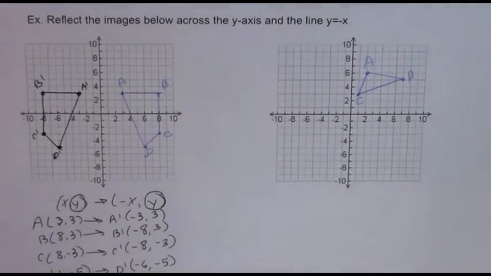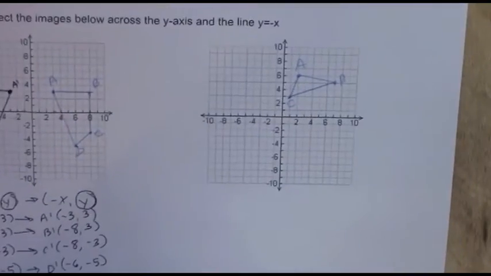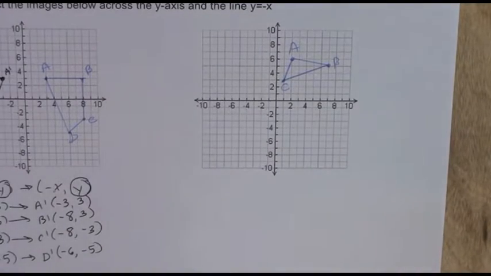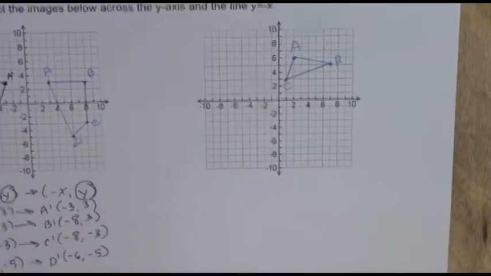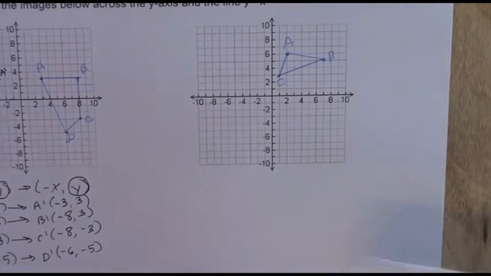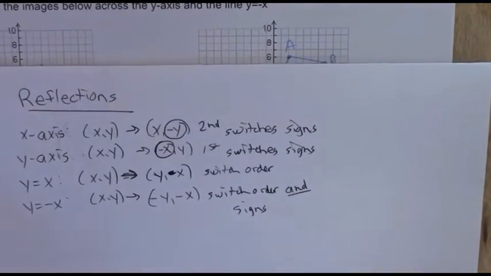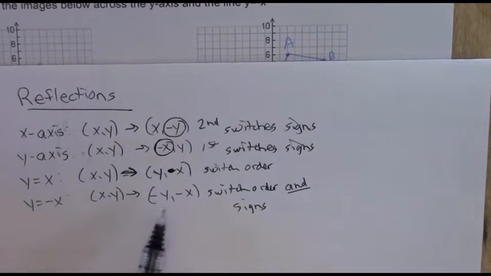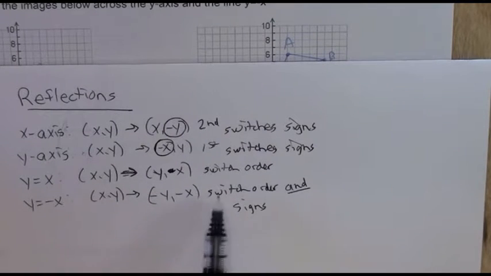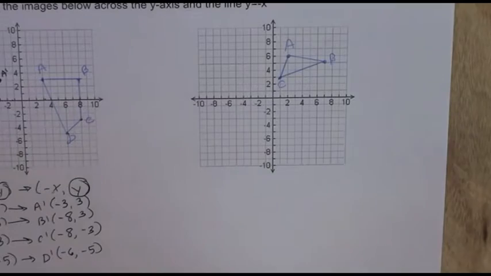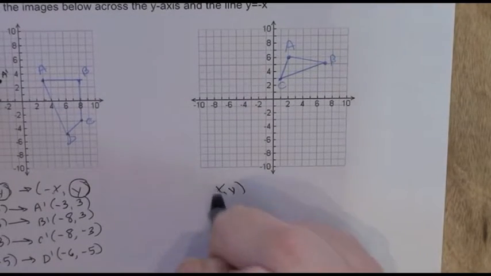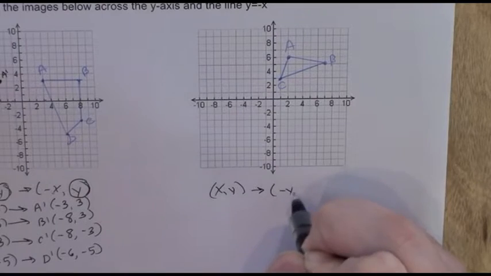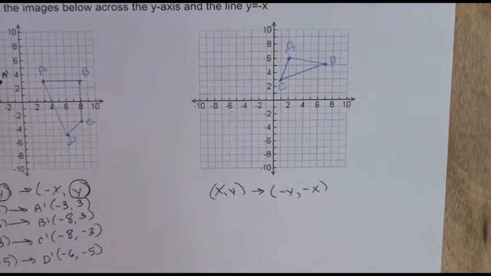Now for the second one, we have a triangle, ABC, and we need to reflect across the line y equals negative x. That's on our rule sheet, the bottom one, where (x, y) turns into (negative y, negative x). That is, we switch the order of them and we switch the sign. So if they were positive, we make them negative. If they're negative, we make them positive. So the rule: (x, y) turns into (negative y, negative x).